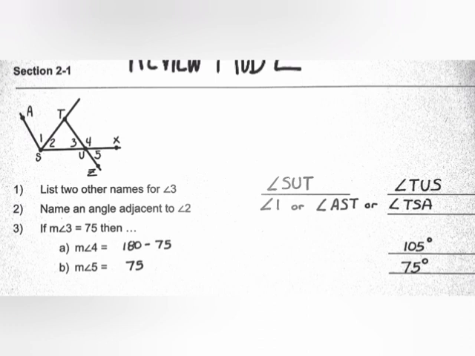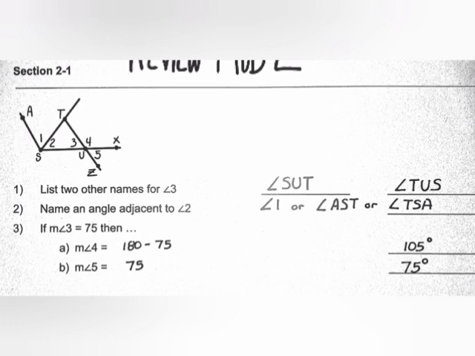Problem 2, name an angle adjacent to angle 2. To do that, we need to find out where angle 2 is. It's the one with the vertex on S. So we need one that has a vertex of S and shares either the line segment ST or SU. The only one that falls in that category is angle 1, which we could also call angle AST, or the letters backwards, angle TSA. You only need to answer one of them on the test.